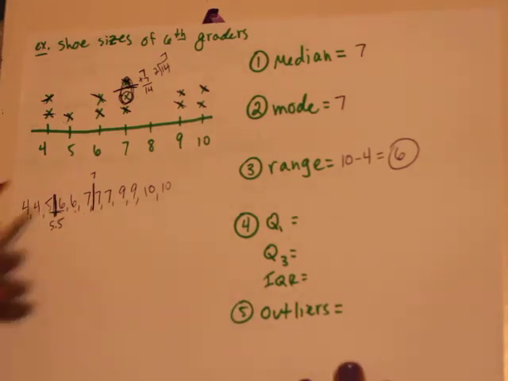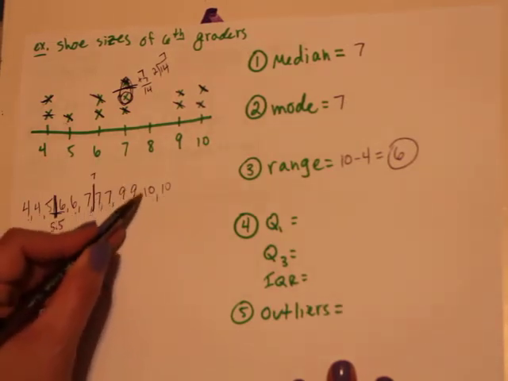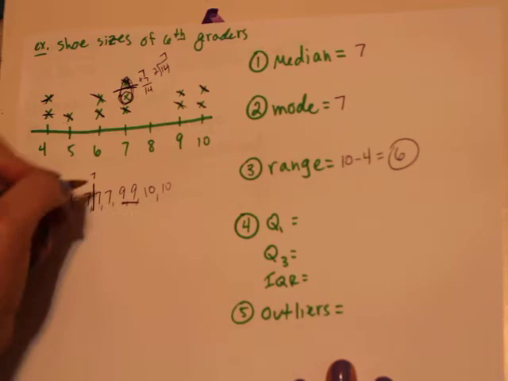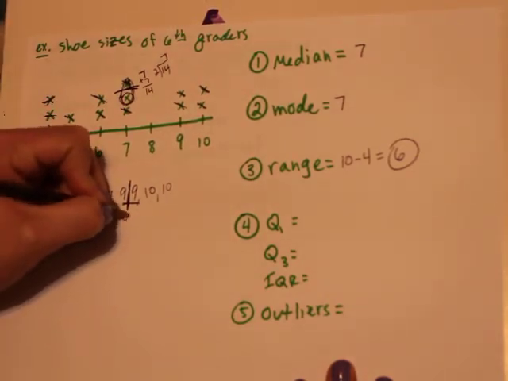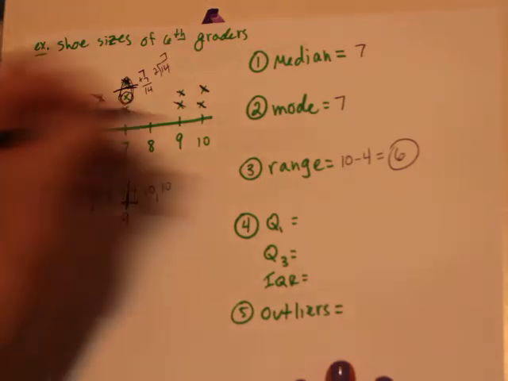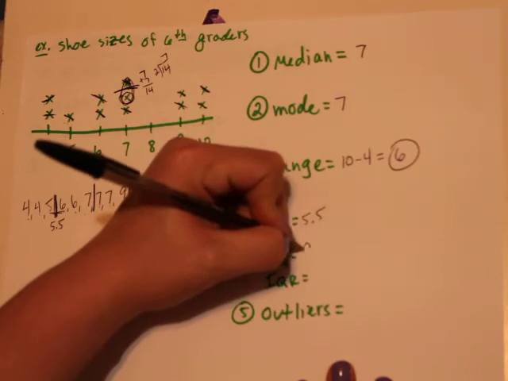Now look up here. Get rid of those 2 7s, get rid of those 2 10s. What do you have in the middle? 2 9s. Is there anything in the middle of 9 and 9 besides 9? No. So Q3 is going to be 9. So Q1 is 5.5. Q3 is 9.